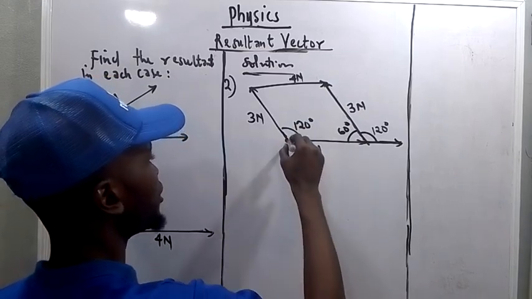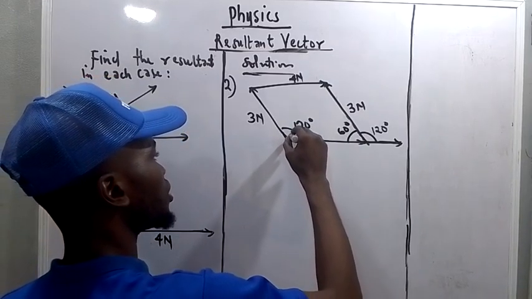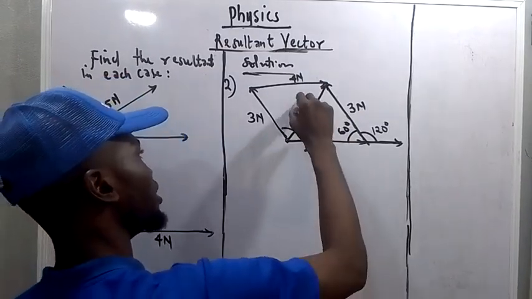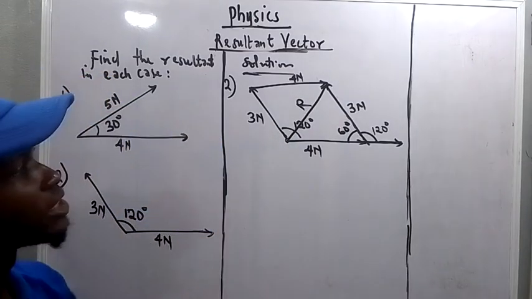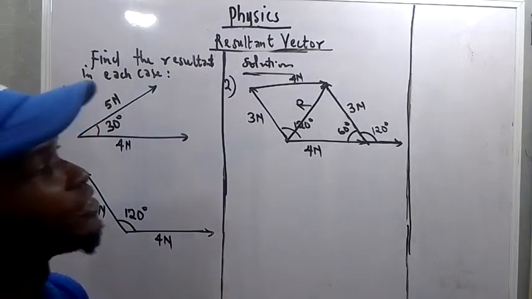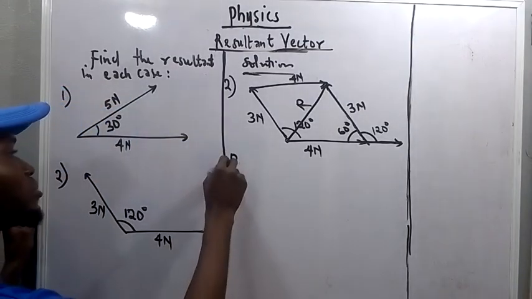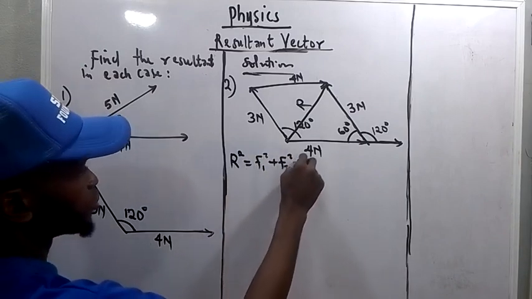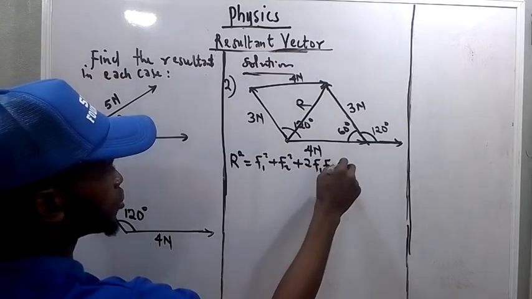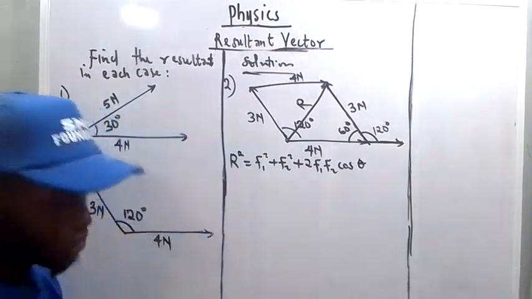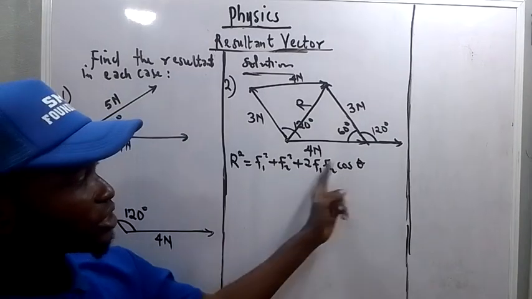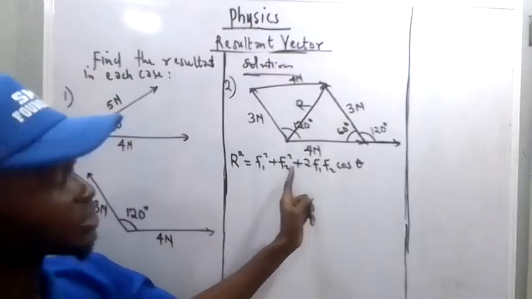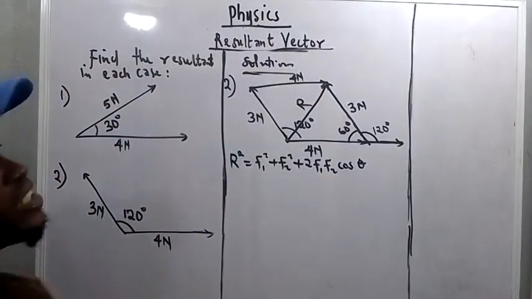Now from the point of action we can draw our diagonal, such that this will be my diagonal R. Now we can get our resultant from this diagram. By using this formula, R squared equals F1 squared plus F2 squared plus 2 F1 F2 cos theta. You can also use cos of 180 minus theta, in which case we put a minus here in the formula.